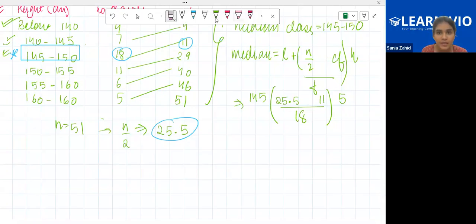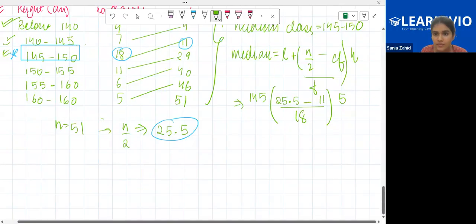And here it should be minus. The formula was minus.